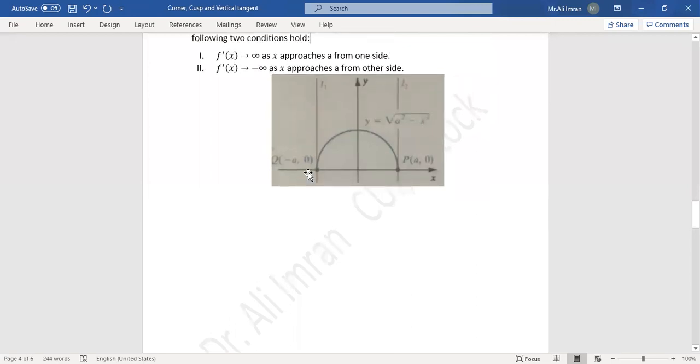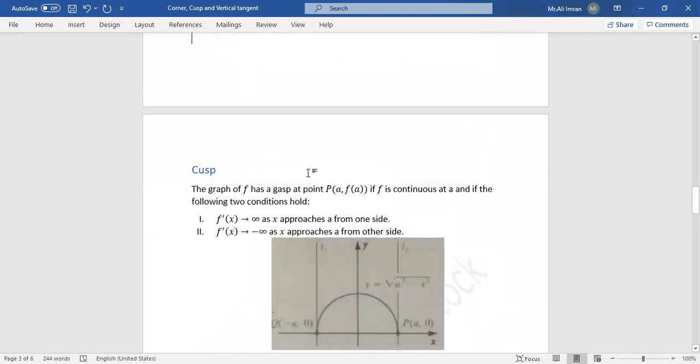Now I would like to define cusp. This concept is related to the vertical tangent concept. The graph of f function has a cusp at point P if f is continuous at a and if the following two conditions hold. First of all, we will check the function is continuous. If the function is continuous, then we will find the derivative.